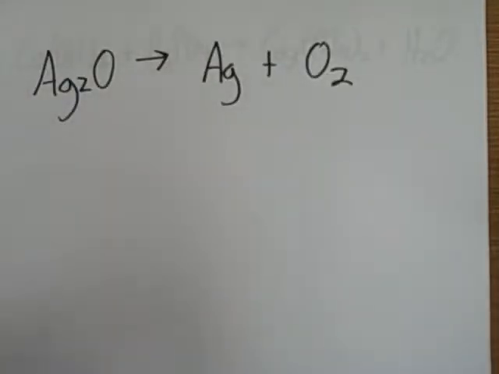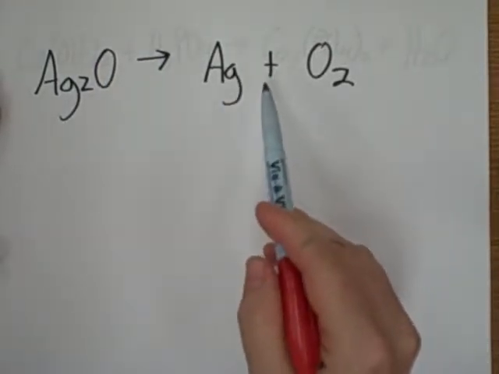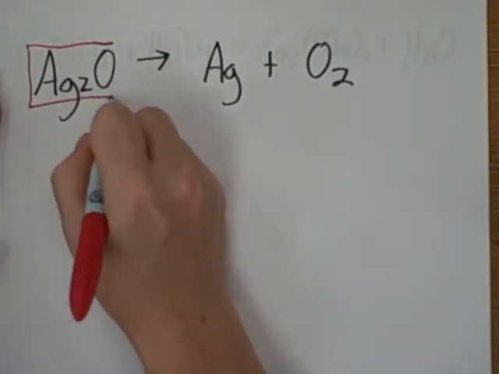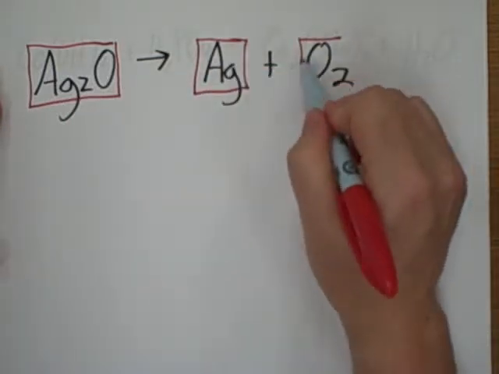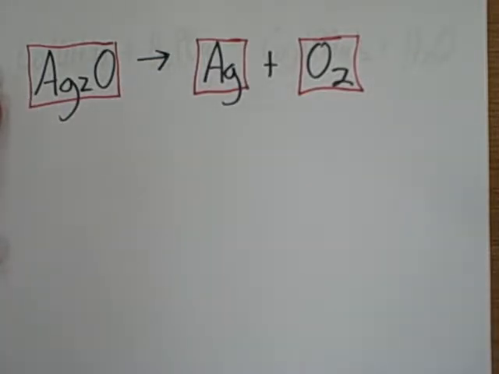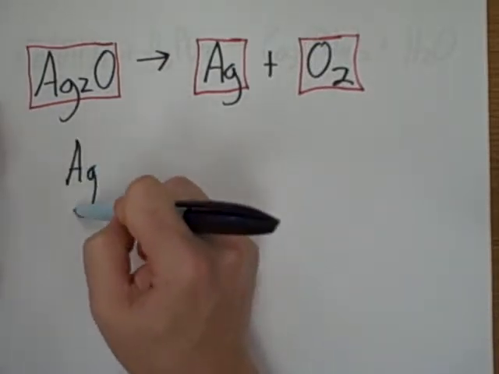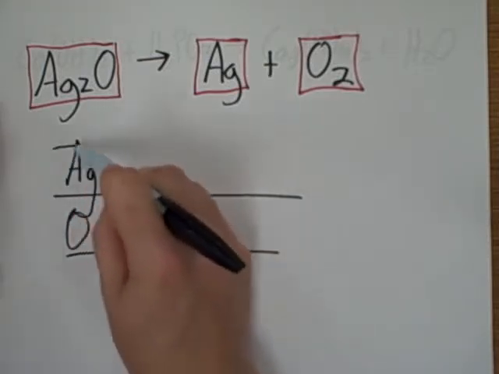Now for our second example, we have silver oxide yields silver plus oxygen gas. So our first step is to draw boxes around each individual substance in our equation. Everything separated by pluses and arrows. Then our second step is to do our element inventory. We only have 2 elements here. We have silver and we have oxygen. So that makes things a little simpler.